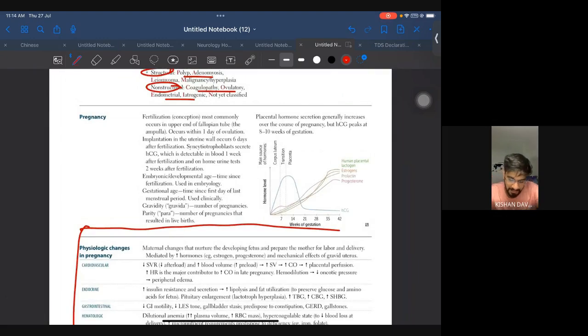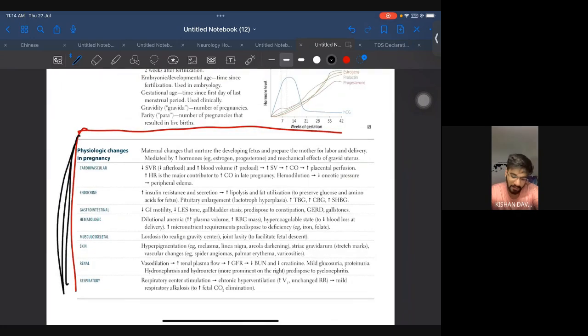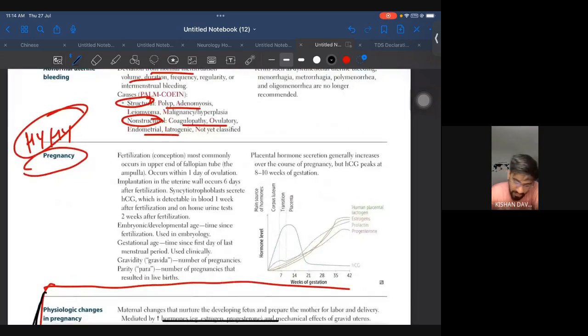So let's just see pregnancy, and mark my word, this is very high yield. So many questions have been asked on pregnancy in exams. I was asked in NBME also, and in UL also. So mark the pregnancy as very high yield because they will be asking you the parameters over here. What are the changes in parameters? Mostly regarding this. So let's just see what is given here.